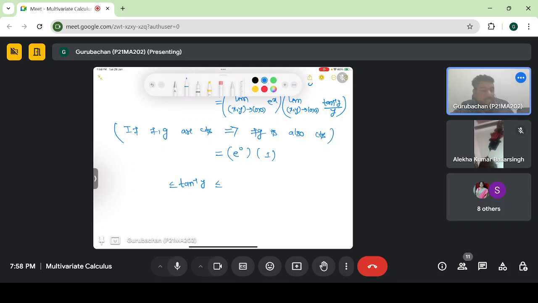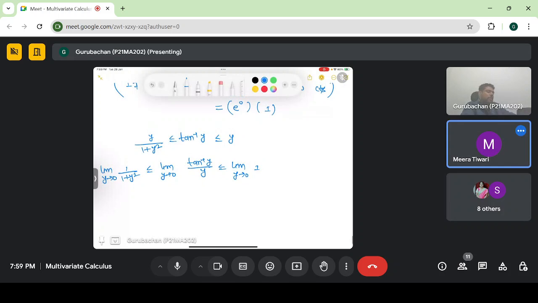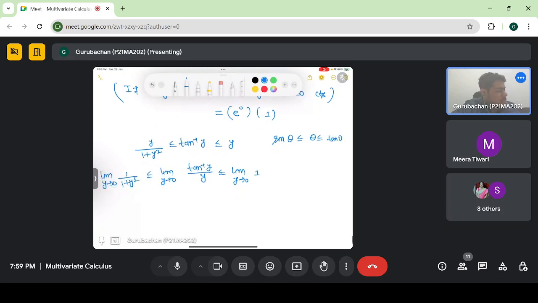Squeeze theorem says that tan inverse y will lie between these two functions. You may check that. With the help of this, you can tell the limiting value of tan inverse y by y. Sir, how are you getting these inequalities? Yes, I understand your question, but you need to check it once. You know that sine theta is less than or equal to theta, which is less than or equal to tan theta. So you might go with that and replace theta with tan inverse y. Then you will get this, and you have to solve sine of tan inverse y.